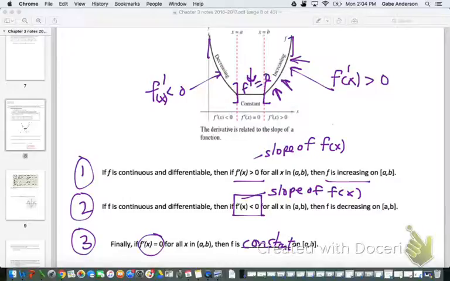Again, the takeaway here: if f prime is positive, f is increasing. If f prime is negative, f is decreasing. If f prime is 0, then f is constant. And that's all tied together by the fact that f prime is describing the slope of f.